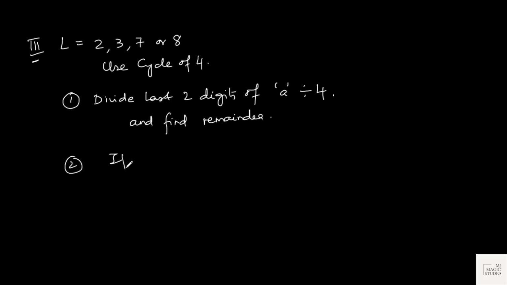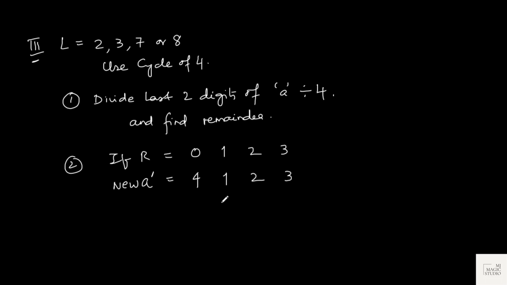Second point, based on the remainder, what will the new value of the exponent be? If the remainder is 0, the new value of the exponent will be 4. If the remainder is 1, the new value would be 1. If the remainder is 2, the new value will become 2. And if the remainder is 3, the new value will become 3. It is just that after every 4 powers, the power 1 is repeating itself. That's why we are dividing the entire exponent, that is A, by 4.